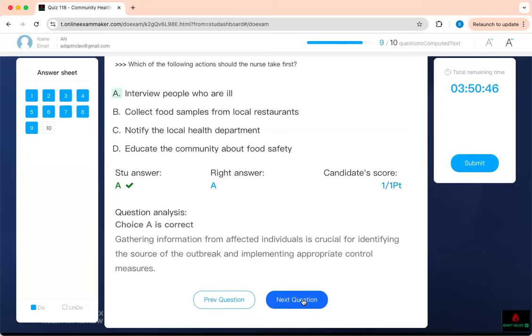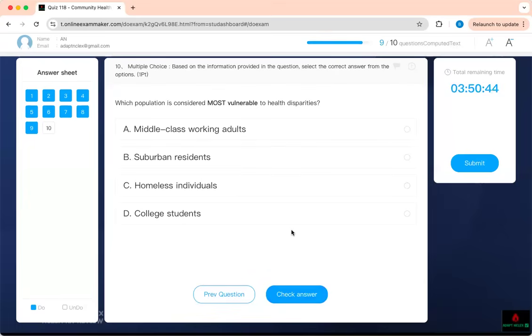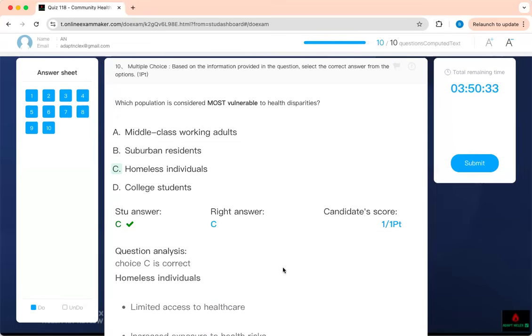Which population is considered most vulnerable in a health disparity? Middle-class working suburban residents, homeless individuals, or college students? Of course, homeless people.